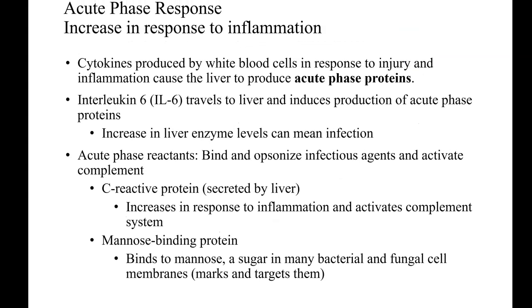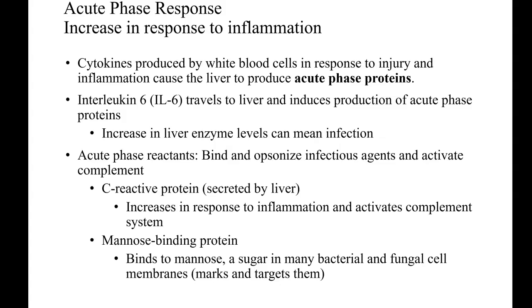The last thing that we will talk about are acute phase proteins. So cytokines, remember, those are the immune chemicals that these white blood cells can communicate with. They can release these cytokines like interleukin 6 that will travel to the liver and induce the liver to make these acute phase proteins. So what are these acute phase proteins? Well, a lot of them can bind and opsonize, remember, coat infectious agents, and also activate complement. So again, kind of bringing in the cavalry and trying to get rid of these things.